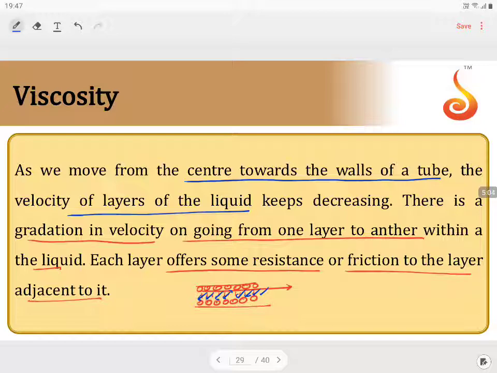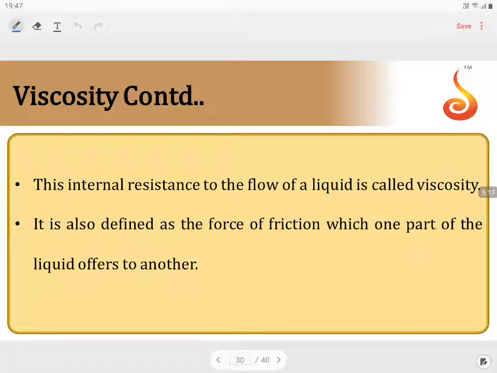So there will be some force of attraction operating between layer and layer, which is responsible for the frictional force, or the resistance offered by one layer over the other layer. That frictional force, or the resistance to flow of liquid, is called viscosity, and it is also defined as the force of friction which one part of the liquid offers to another. This is called viscosity.